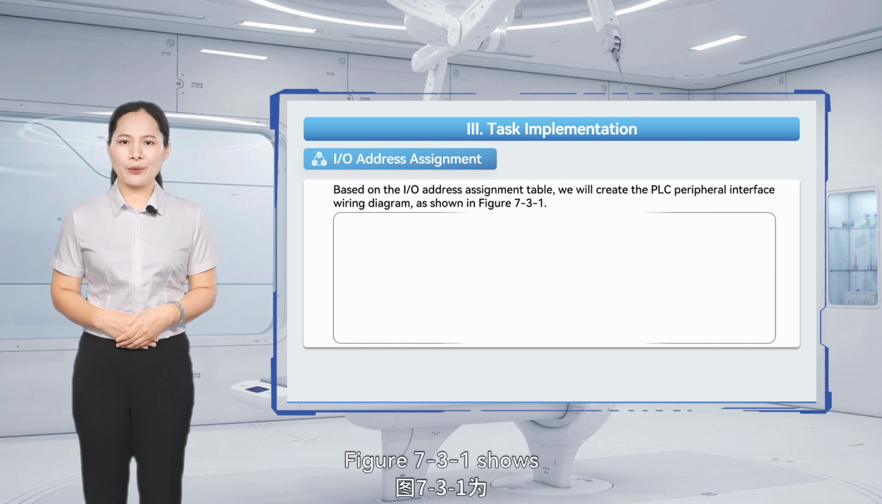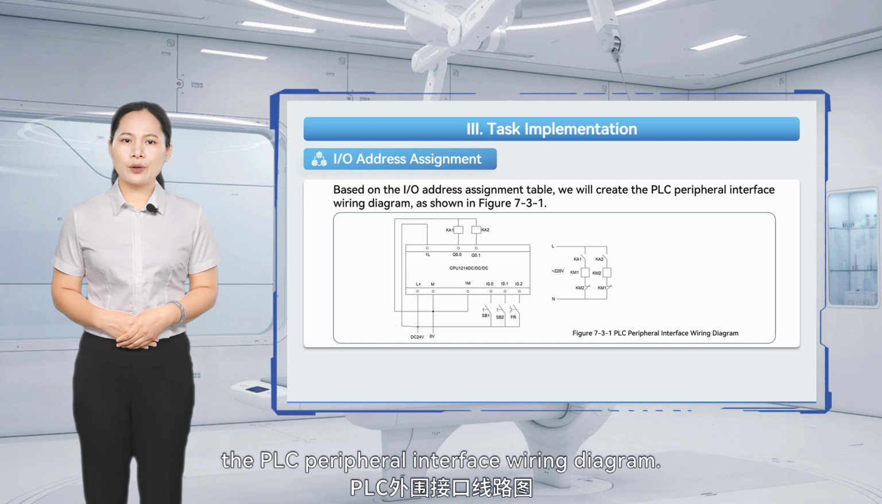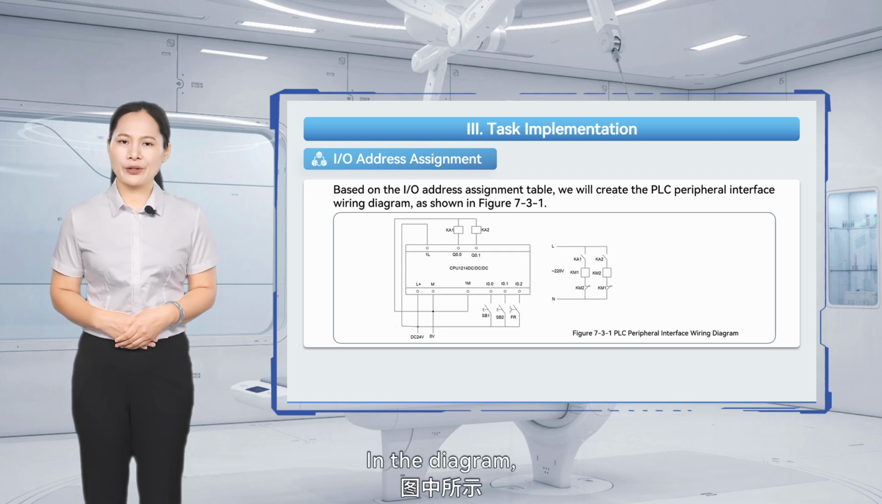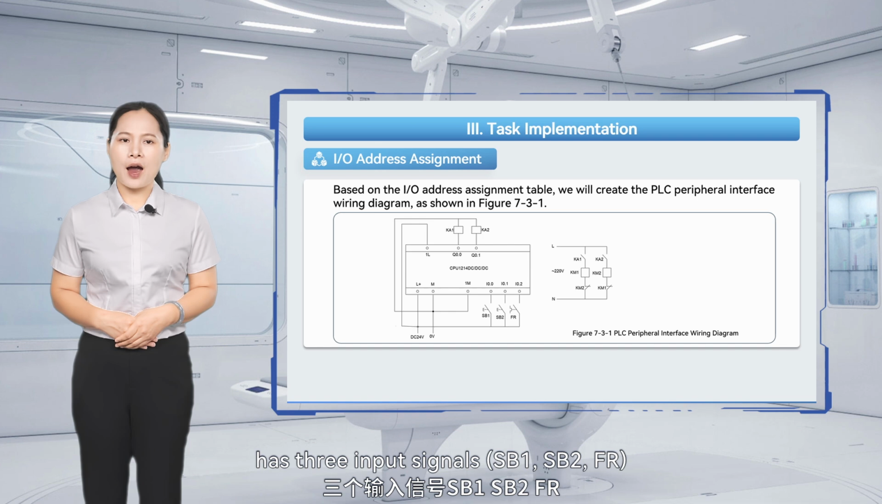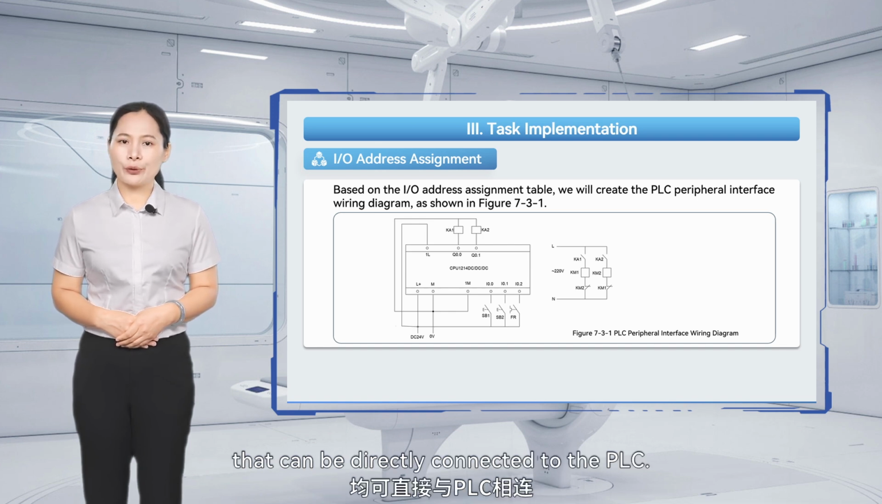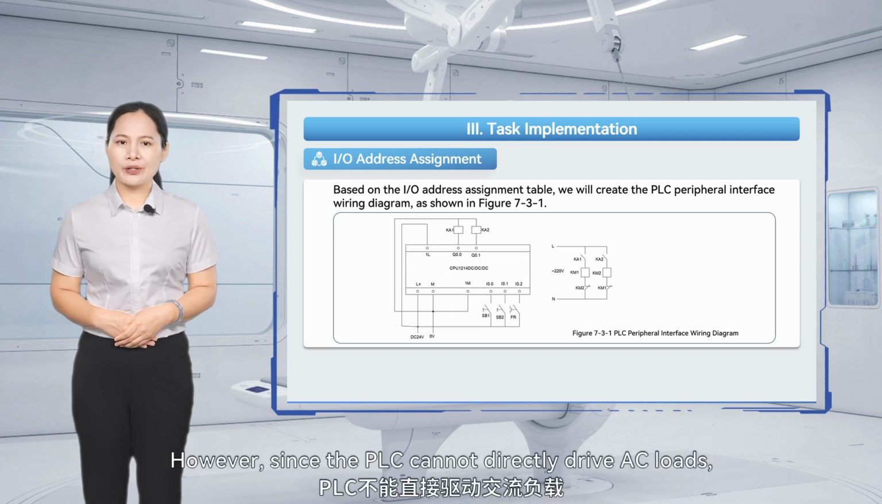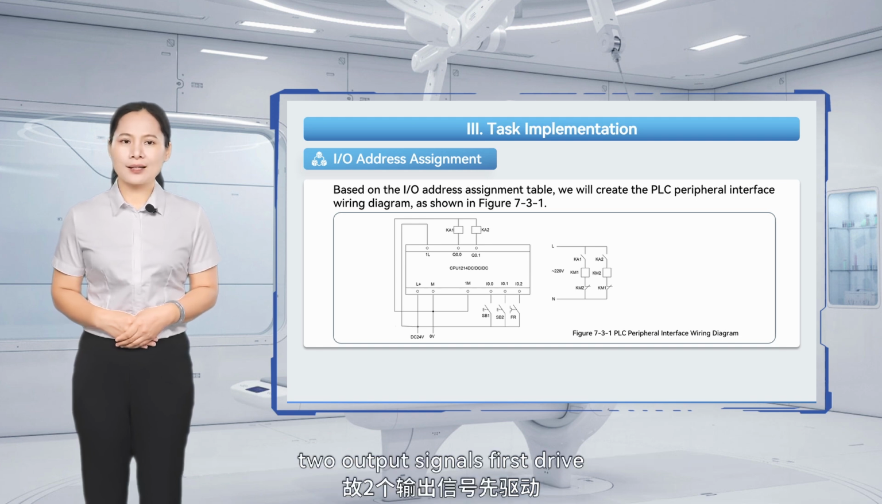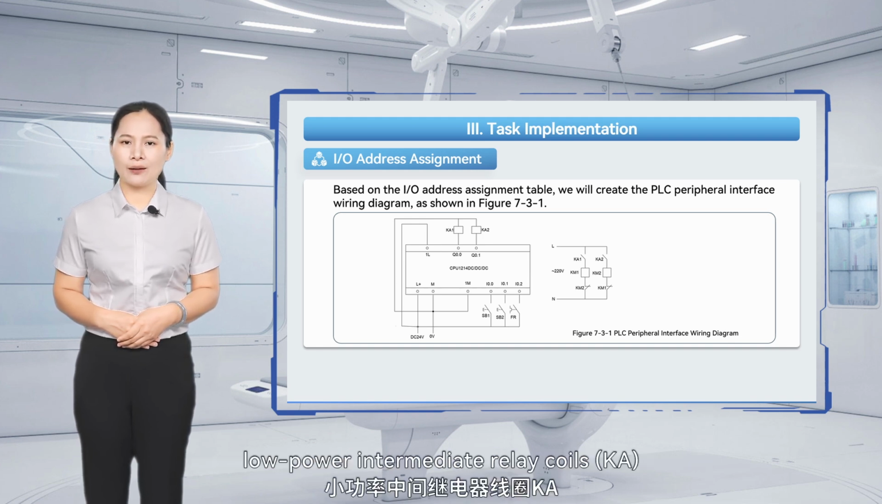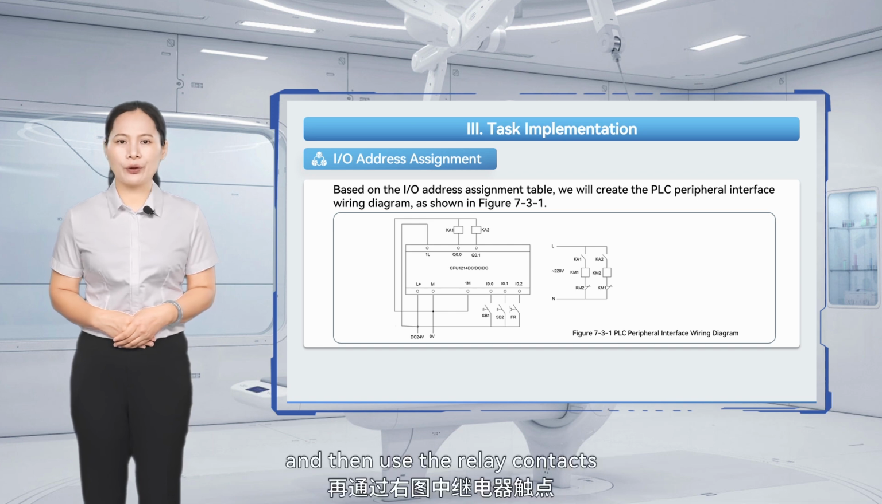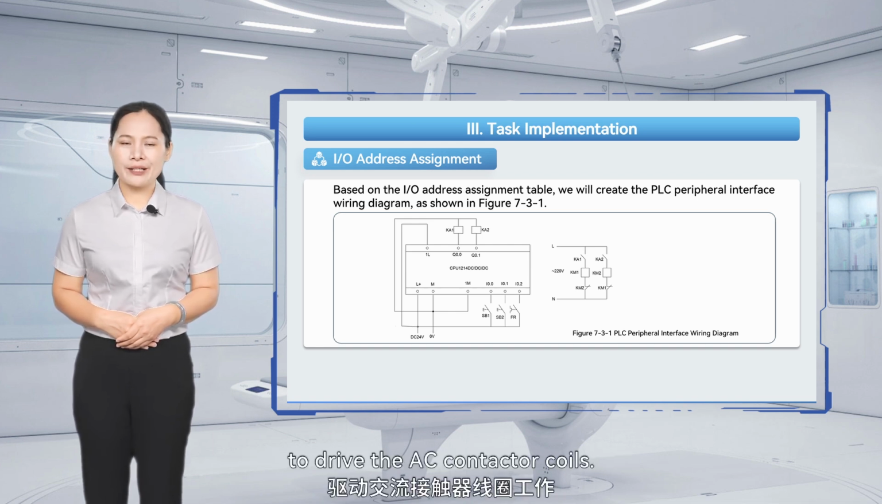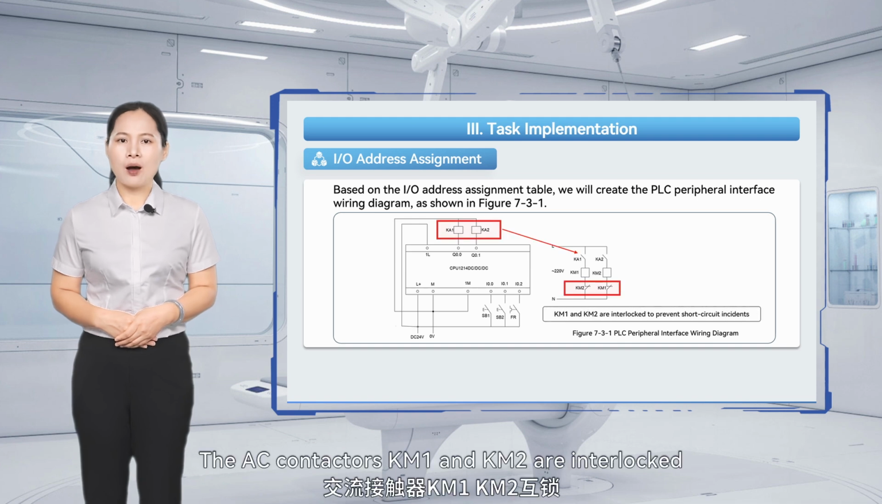Figure 7.3.1 shows the PLC peripheral interface wiring diagram. In the diagram, the control system has 3 input signals, SB1, SB2, FR, that can be directly connected to the PLC. However, since the PLC cannot directly drive AC loads, 2 output signals first drive low-power intermediate relay coils, KA, and then use the relay contacts to drive the AC contactor coils. The AC contactors KM1 and KM2 are interlocked to prevent short-circuit incidents.